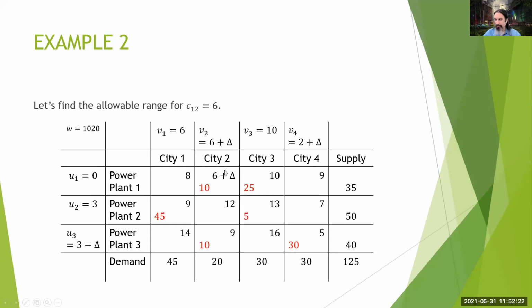Here, if we increase the value by delta over here, 6 plus delta, then our U and V values will change.